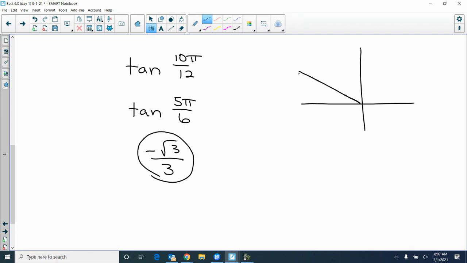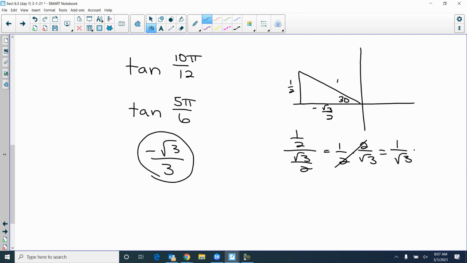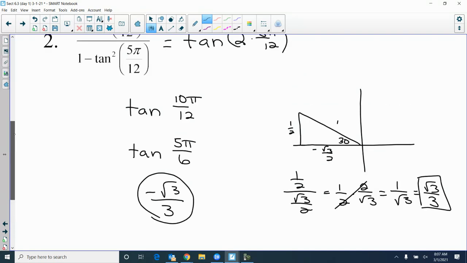5 pi over 6 is in quadrant 2 because it's 150 degrees. Pi over 6 is 30, so 5 times 30 is 150. So the reference angle right here is 30 degrees. Think about the unit circle. Opposite is 1/2, adjacent is radical 3 over 2, which technically is negative. Whether you use the negative now or later, it's going to be negative either way. So you take 1/2 divided by square root of 3 over 2, which is 1/2 times 2 over radical 3. Cancel those 2's. 1 over radical 3, which is radical 3 over 3. And it's going to be negative because it's in quadrant 2.